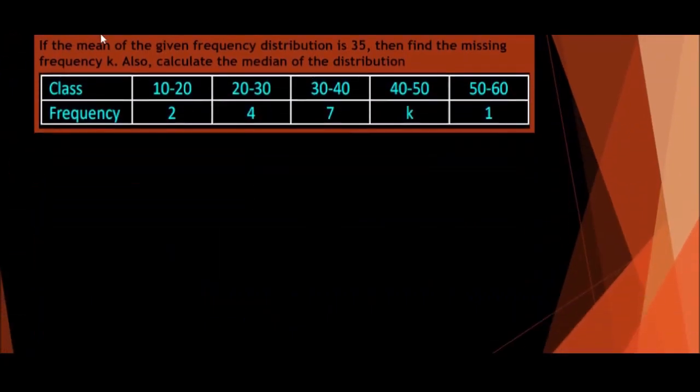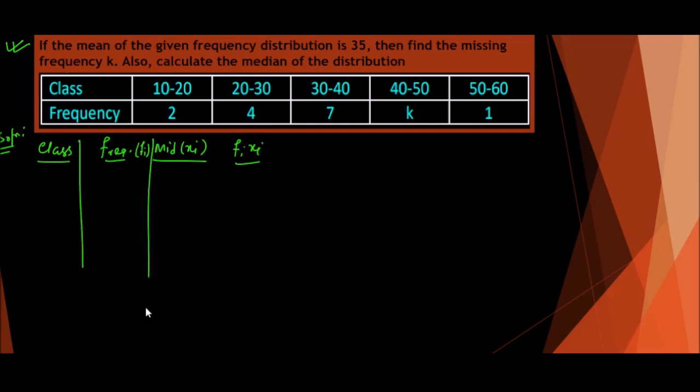Now, if the mean of the given frequency distribution is 35, this is an important type of question. If the mean of the given frequency distribution is 35, then find the missing frequency k, and also calculate the median of the distribution. Now how to do this? I'm just giving you the outline of the solution: class, frequency, then mid value that is xi, then fi, and fi xi, all these things one by one.